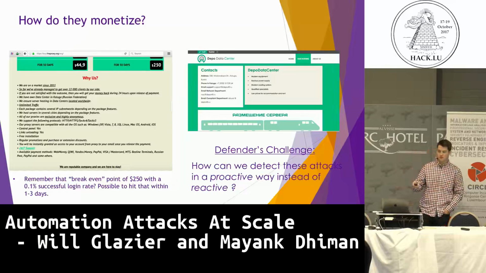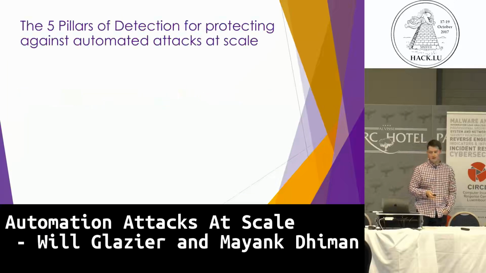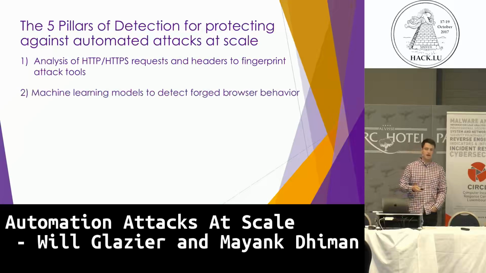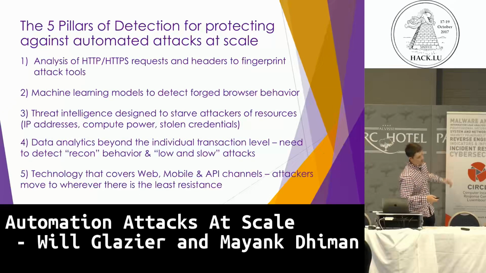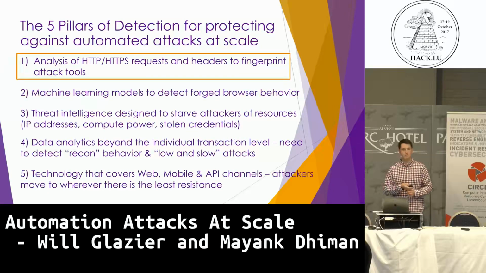Now, from a defender's perspective, how do we detect these attacks in a proactive way? Here are our 5 pillars of detection for protecting against these attacks. I'll scroll through these here, and we're going to go through them one by one. The first one we're going to start with is analyzing the HTTP request fingerprints of these attack tools, studying the default configuration files. And we'll start with the first tool I highlighted, Sentry MBA.